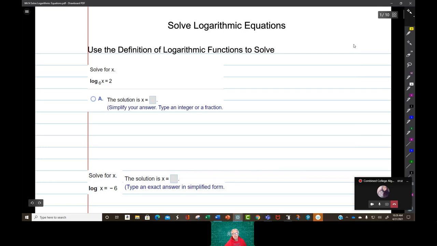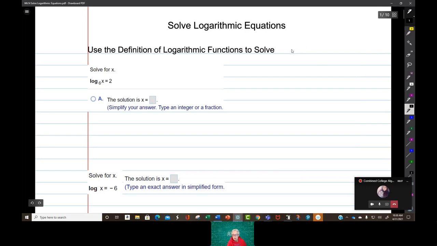Okay, we are going to solve logarithmic equations, and there are two major methods that are used with these. You don't really have much of a choice, if any. It all depends on the setup of the logarithmic equation. So we're going to start off using what's called the definition of a logarithmic function, and we've already been over this, so let's talk about it again.